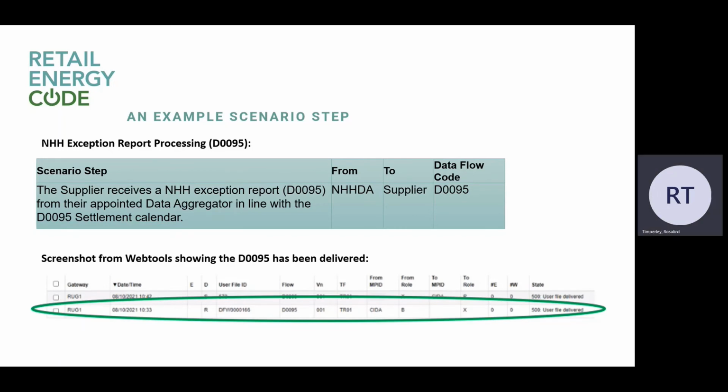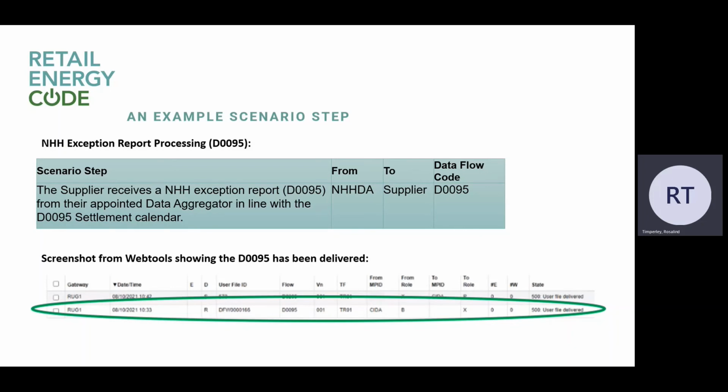We have here an example scenario step. So this is the first step in the supplier non-half hourly exception report processing scenario, where the supplier receives a non-half hourly exception report, a D95, from their appointed data aggregator. So in this scenario, the REC Code Manager will be playing the DA and will send to the supplier undergoing testing a D95 flow. Evidence will then be captured that that flow has been successfully delivered. For example, we have here a screenshot from Web Tools showing a successful D95 delivery.